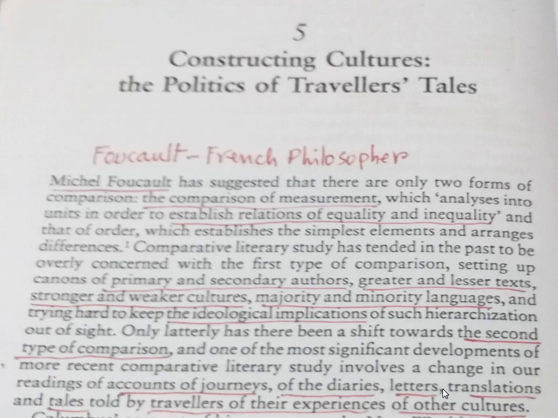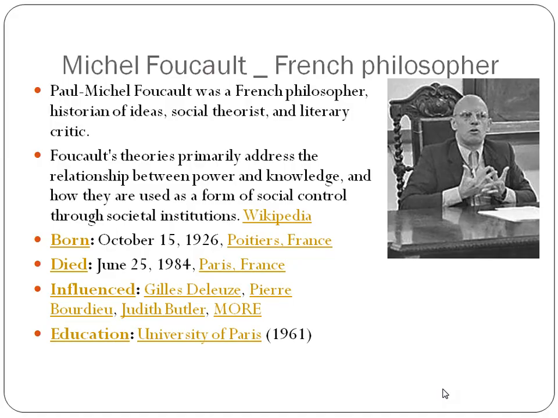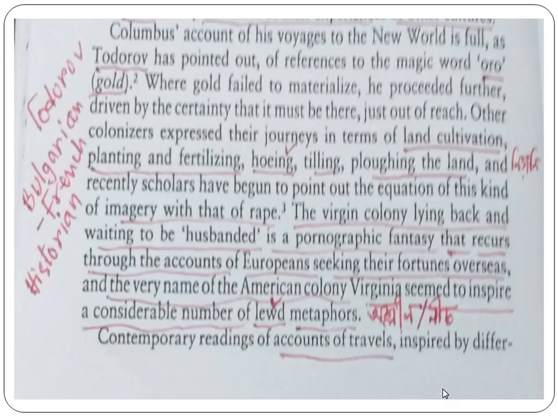So, according to the French philosopher Michel Foucault's criticism, this is the second category of comparison in comparative literature, which can be called the thematic comparison. And what is the thematic comparison? The traveler's tale, whether the story, the diaries and the letters, do they reflect the real situation? Does what we write in a diary always reflect the actual truth? That is the question.